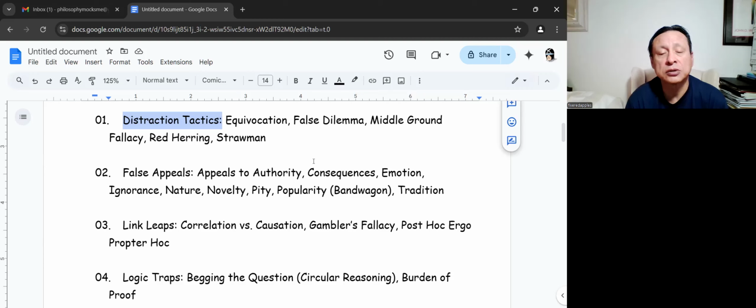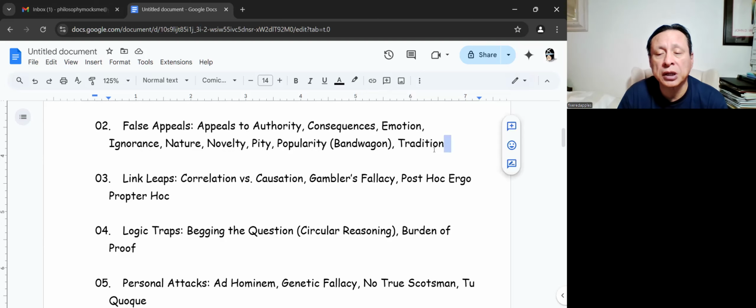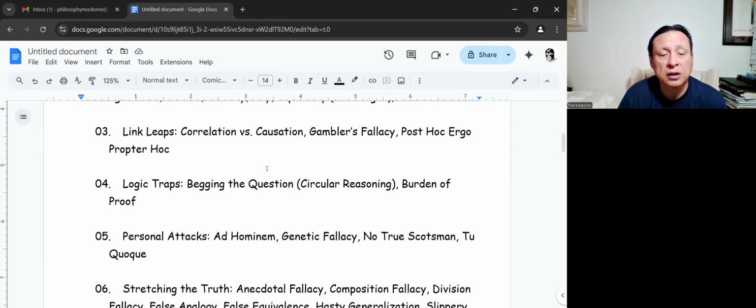Novelty, it's new, it's shiny. Don't you want it? Pity, feel sorry. Popularity, everybody's doing it, right? So these are all fallacies. I don't want to go too deeply into this. This is not an explanation of logical fallacy so much as showing you what you can expect in the book. Okay, and appeals to tradition, because people are kind of proud and nostalgic about their tradition. So if you appeal to their tradition, they're going to favor what you're saying, even though you are really off topic.